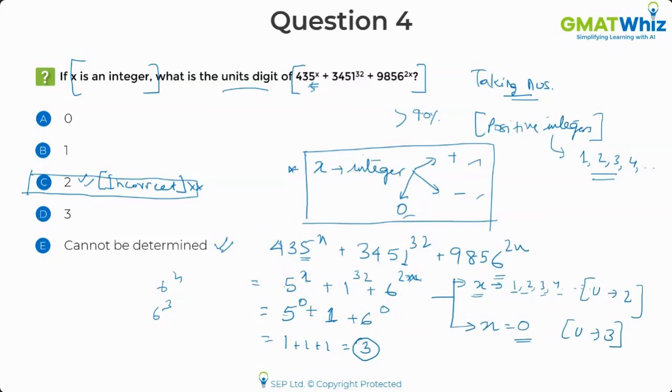Okay, Pooja is saying 0 is not an integer. Pooja, 0 is an integer. It is definitely an integer. What you need to keep in mind is that it is not a positive integer, Pooja. But it is definitely an integer.